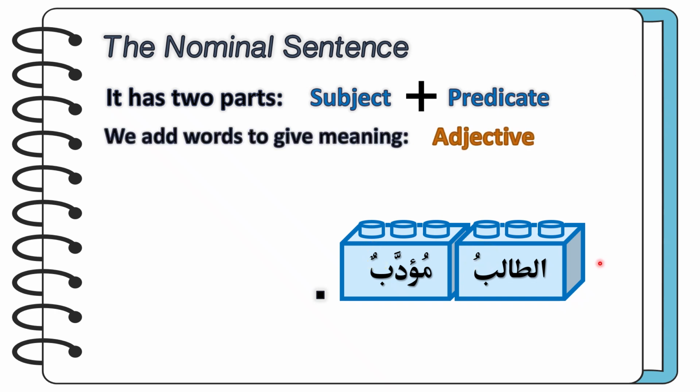Say we want to expand the sentence. So we want to add words to give additional meaning to the sentences. In this case now, we want to add an adjective to the sentence. We want to describe the subject, at-talib. We want to describe it. Now remember, when we're building sentences, what we need to focus on is A, the relationship between words, and B, the grammatical case. So if we add an adjective, where would we place it?